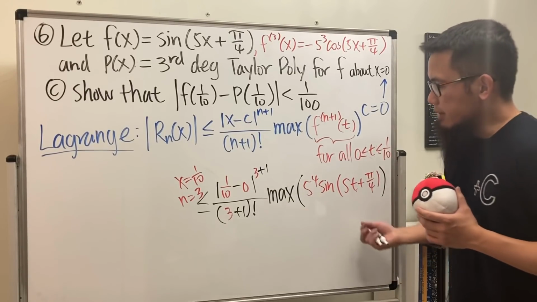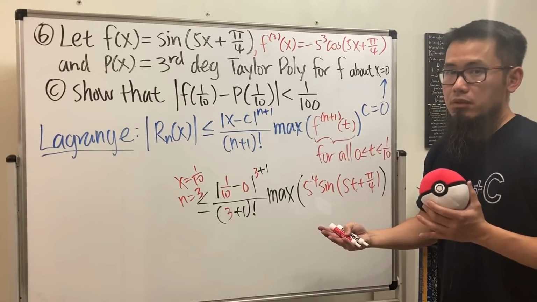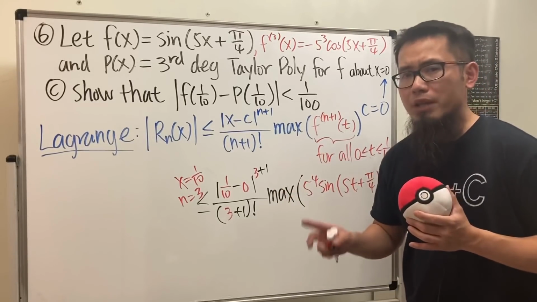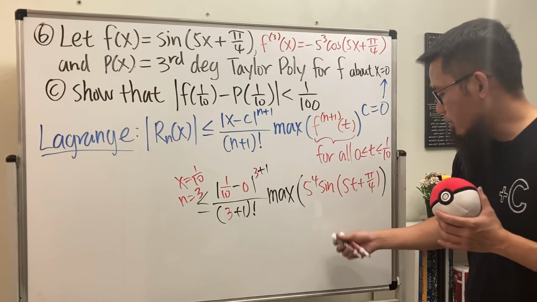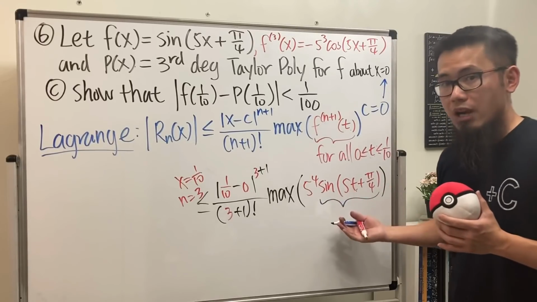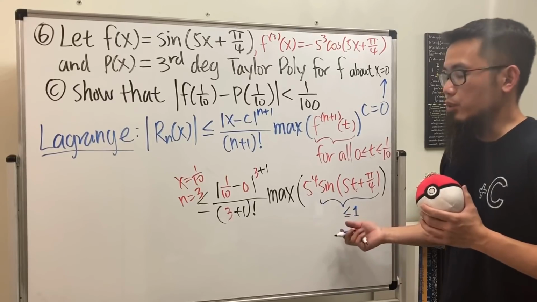And this quantity is just trying to get the maximum of the fourth derivative. That's all, right? So you have to do this on the calculator also. But you know what? This is actually not so bad. You know why? Because the maximum of sine, cosine, whatever, the maximum here is 1. So I can say this is always less than or equal to 1.